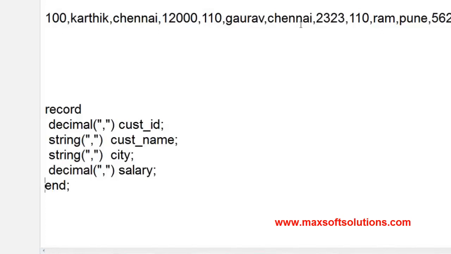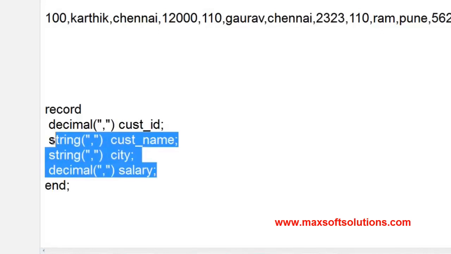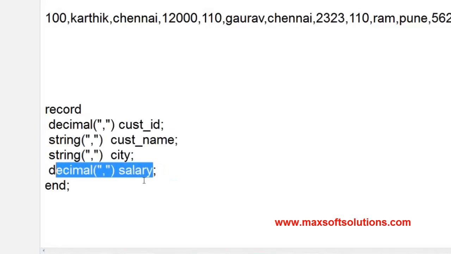That's fine, I understood that. But how will it get a new record? So this is the last field, right? Yes. Salary. So after the last field, it is the second record. So we are telling a way to identify the last record.